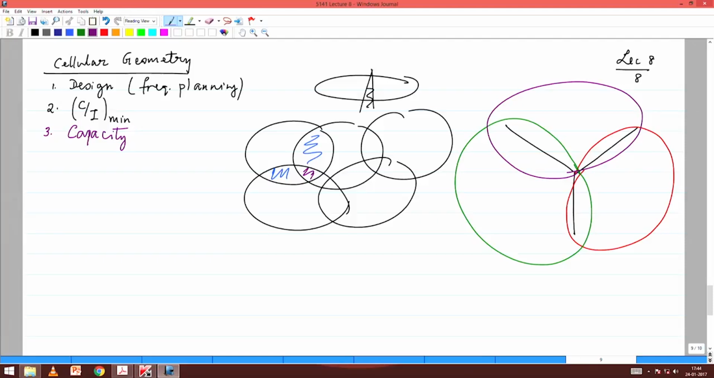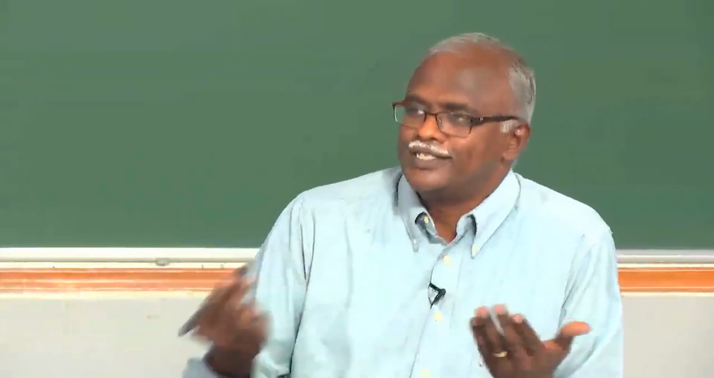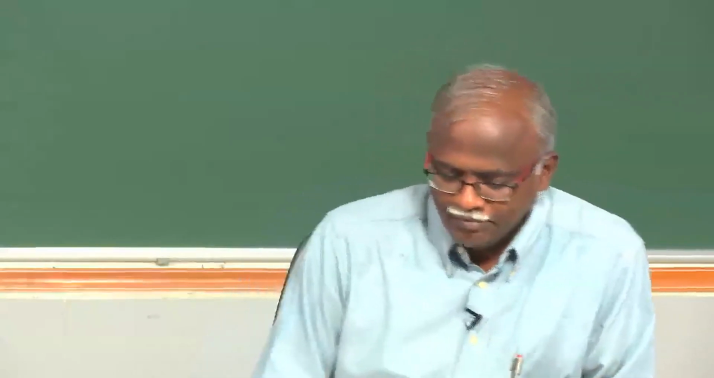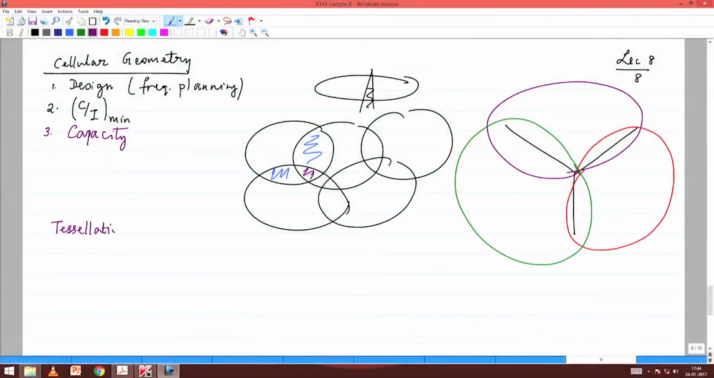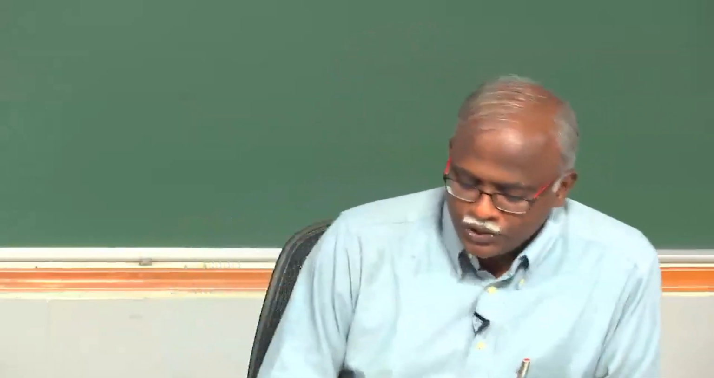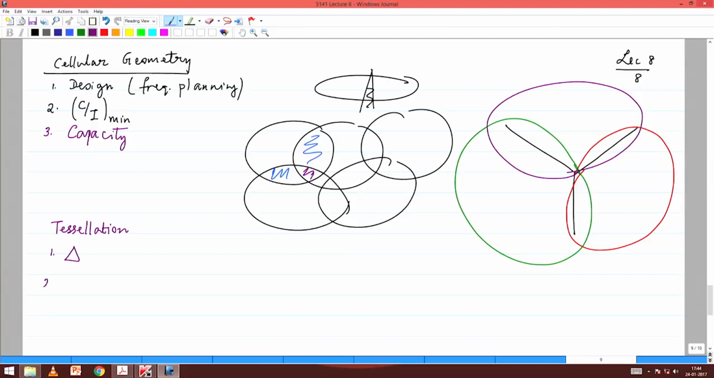So the question is, what shapes can you use? What is the method of designing such a system? This method of designing is called tessellation. You take a shape and keep repeating it until you cover the entire area, and obviously it has to be a regular shape: an equilateral triangle, a square, or a regular hexagon. So basically you're looking at different possibilities: one is a triangle, two is a square. Of course, a pentagon is also possible, but you notice that there are some limitations in terms of tessellation.